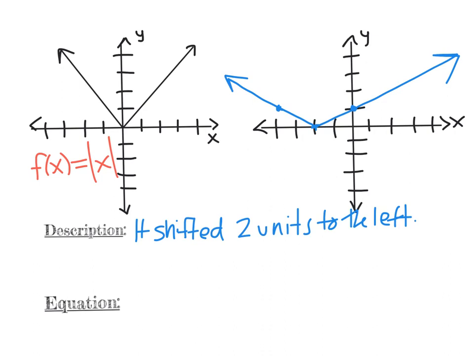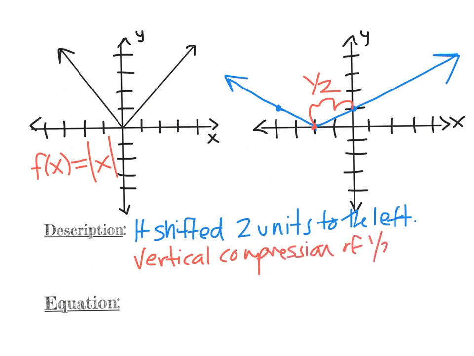The next thing that it did is that it became wider. Now, by what factor? How much wider? And this is where it kicks in. We're going to start at the vertex, and we're going to check the slope. Up 1 over 2. Up 1 over 2 means that the compression it went through is 1/2. So we say vertical compression of 1/2. And that's the transformation. So now all we have to do is write the equation given this information.